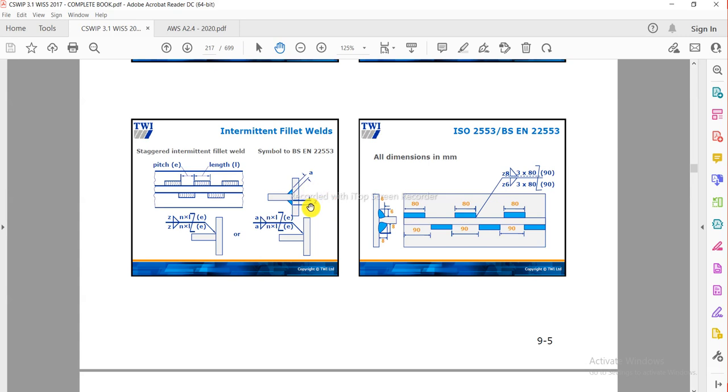In any weld symbol where Z and A are both written, how will we identify them? For this we have a relation between Z and A: A is equal to 0.7 into Z. Here see another thing: the length of the weld is 80 and 80, and the distance between both weld elements is 90, so 90 is written here.